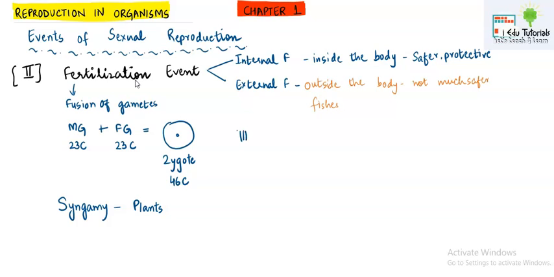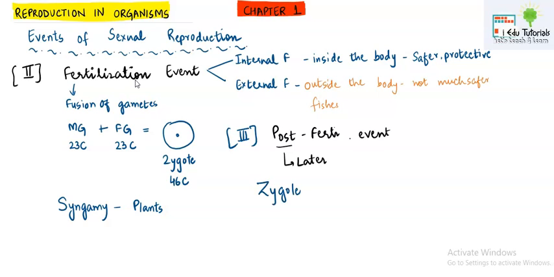Now we are heading towards the last event of sexual reproduction, that is known as the post-fertilization event. Post always means later, meaning the event that comes after fertilization will be named the post-fertilization event. Now we know that the zygote was formed in the fertilization process, right? So the zygote was already there. Now what has to be formed from the zygote? Yes, the embryo has to be formed.